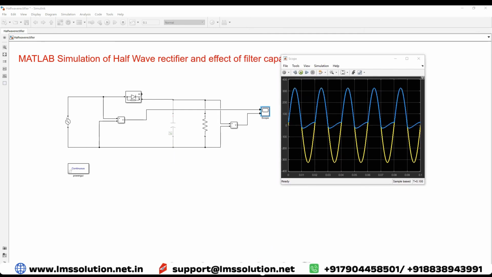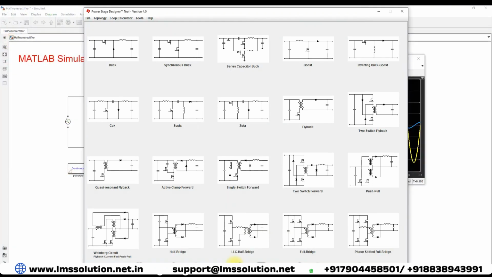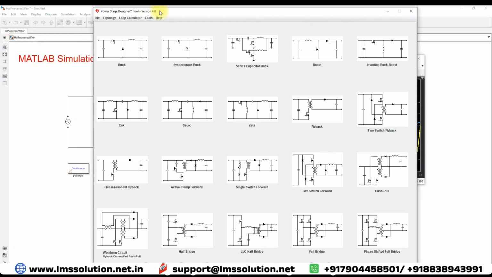In order to design the filter, I'm going to use the Texas Instruments Power Stage Designer tool. This is software used for designing the power stage. You just have to install this software. You can download this tool from Texas Instruments. Then you can click on the capacitor calculator.